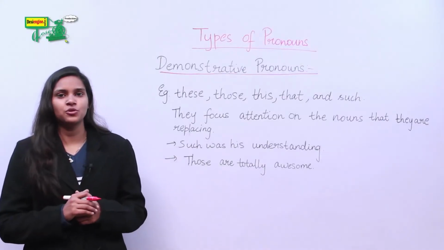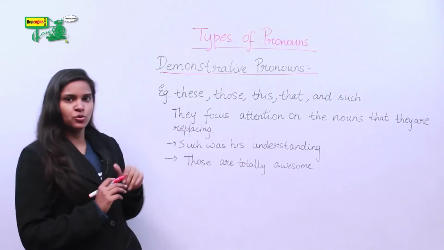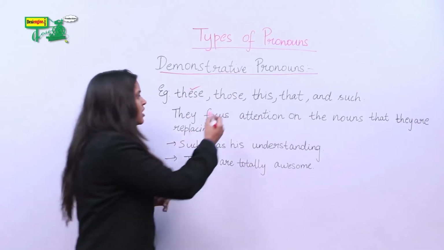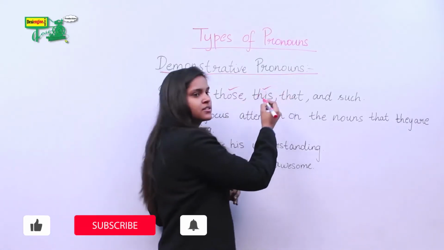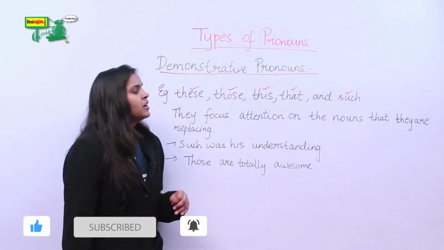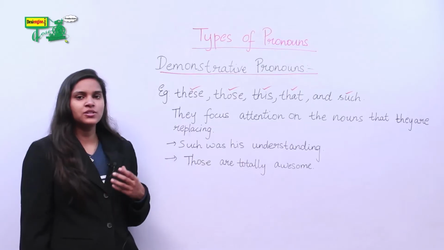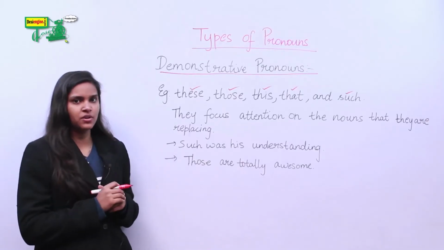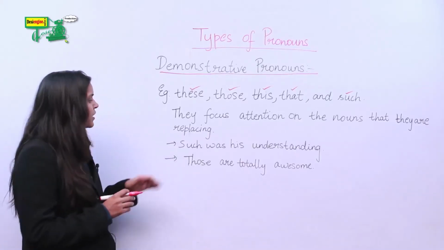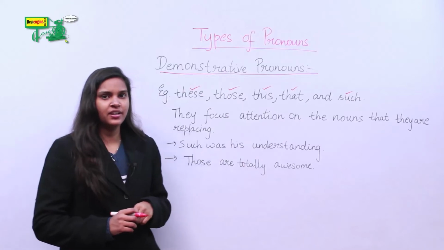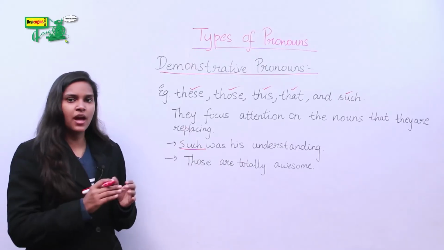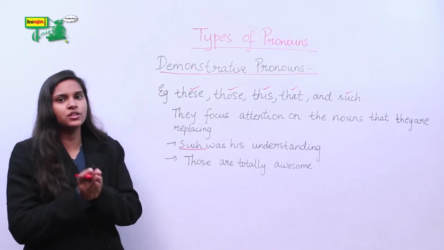Let's do the next kind of pronoun, that is demonstrative pronouns. There are 5 demonstrative pronouns. These, those, this, that, and such. The function of the demonstrative pronoun is to emphasize the nouns that they are replacing. Let's take a few example sentences to understand them. Such was his understanding. Here, the word such is replacing the noun and bringing focus on the noun.